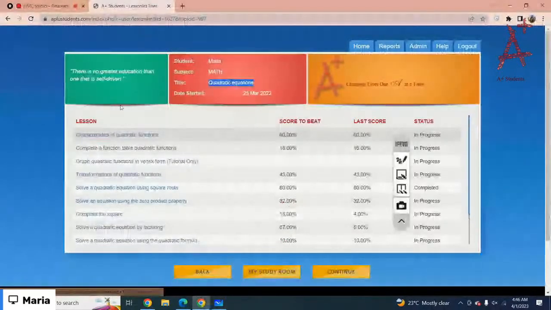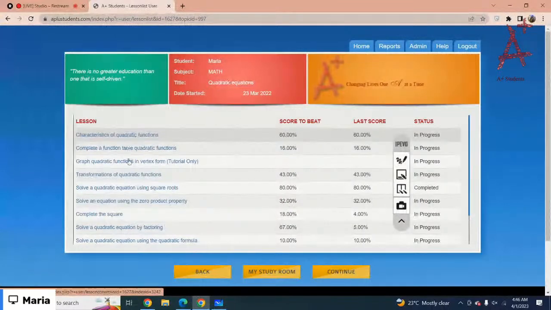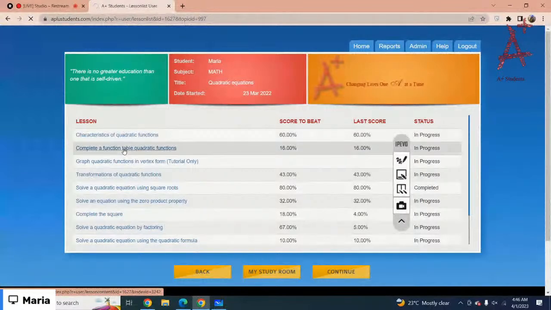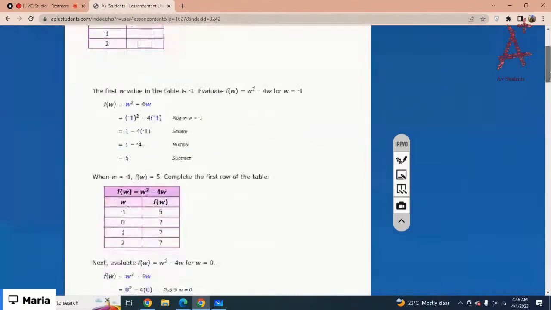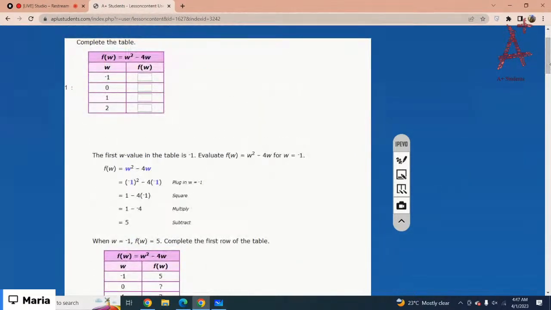Here I am on grade 9 maths. The chapter we're working on is quadratic equations. The lesson is complete a function table, quadratic functions. Let's start with the lesson. Okay, complete the table. We are given the function. The function is f of w equals w square minus 4w. So here is the function.